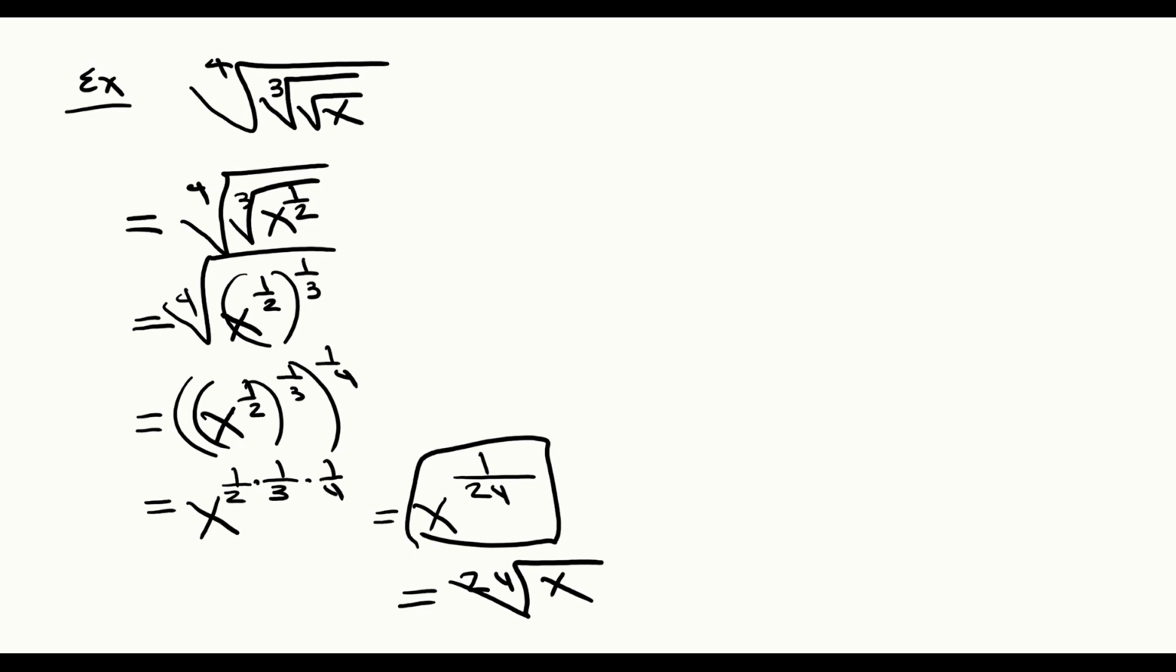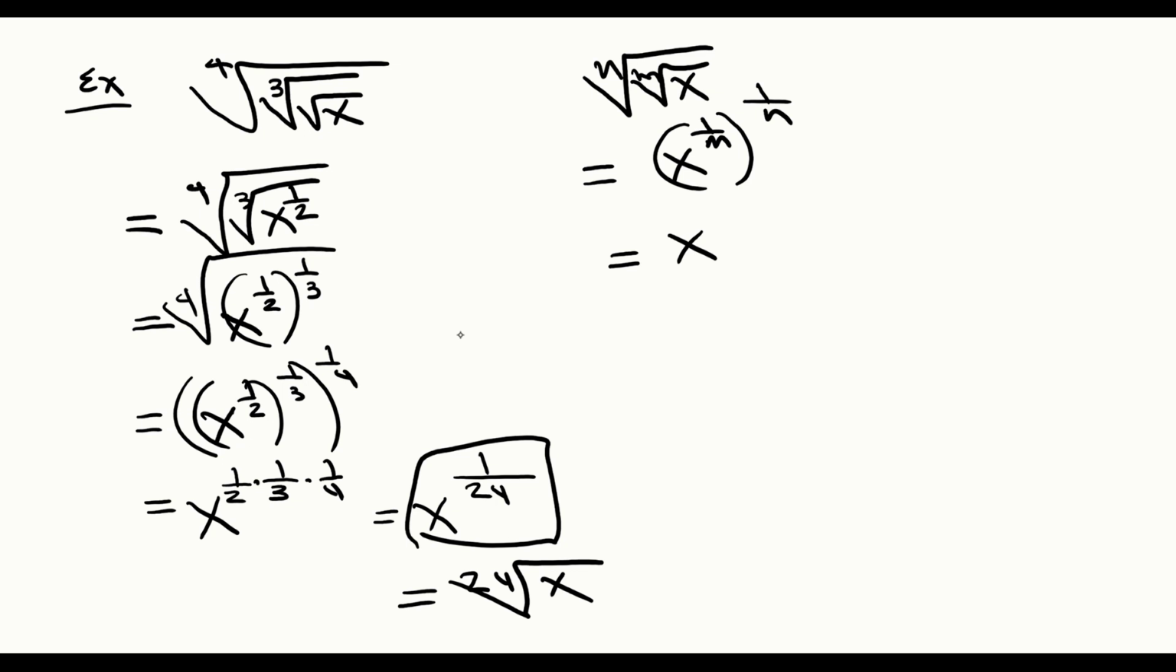Which brings us to a really nice thing. We can really generalize this and realize that anytime we have, say, the nth root of the mth root of x, we can always do this. We can say that's going to be x to the 1 over m to the 1 over n, which is x to the 1 over mn, which is the mnth root of x.